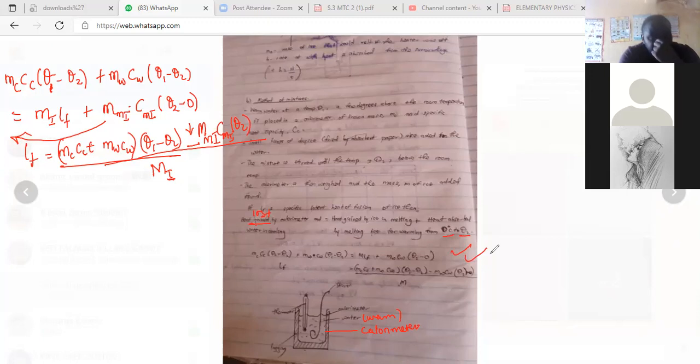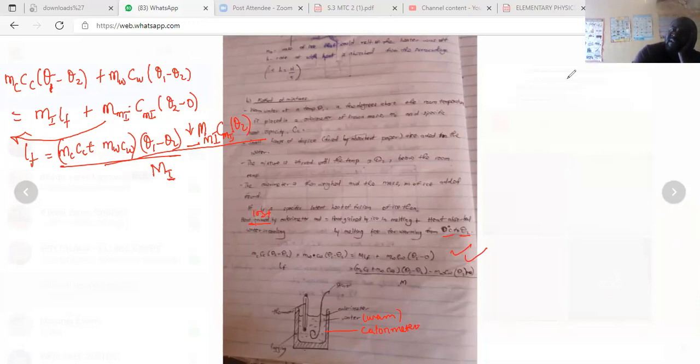Okay, so those are the two methods of investigating latent heat of fusion. One, the electrical method, then two, the method of mixtures. Okay, no questions on this method now. We can talk about the latent heat of vaporization.